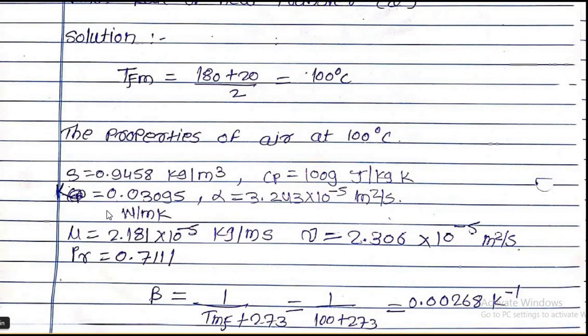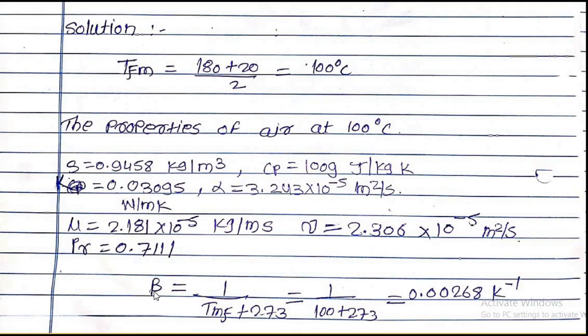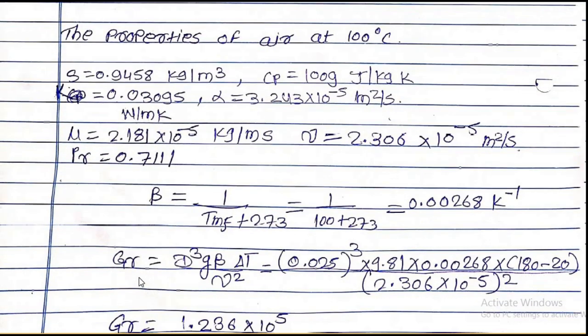Okay, now the next thing we require is the coefficient of volumetric expansion to determine the Grashof number. So the coefficient of volumetric expansion, beta, is equal to 1 divided by mean film temperature plus 273. So mean film temperature is 100, so 1 divided by 100 plus 273. So it will be 0.00268 Kelvin raised to minus 1. So Kelvin raised to minus 1 is the unit for the coefficient of volumetric expansion. So we can easily determine the Grashof number.